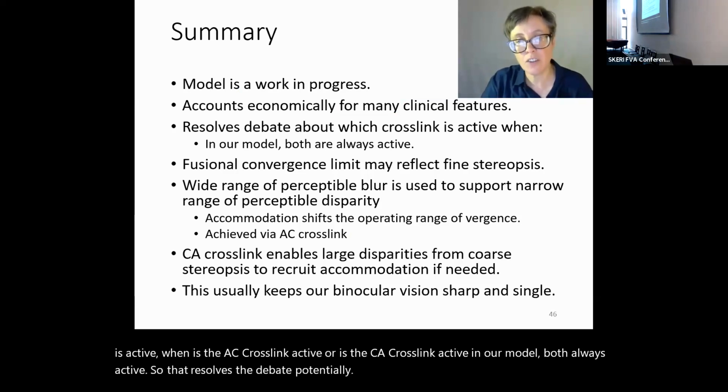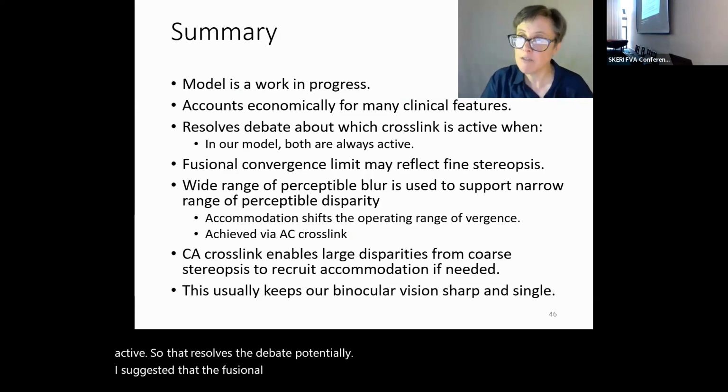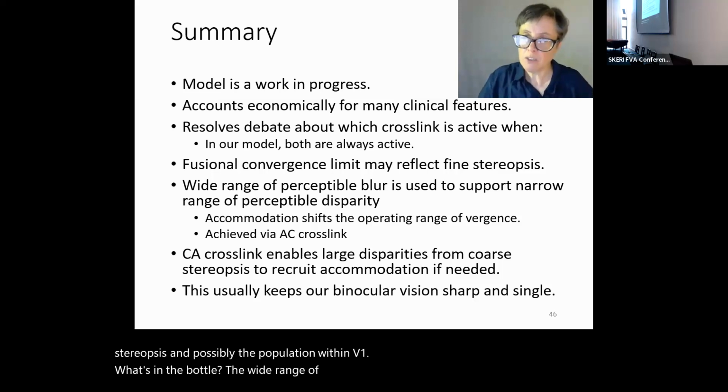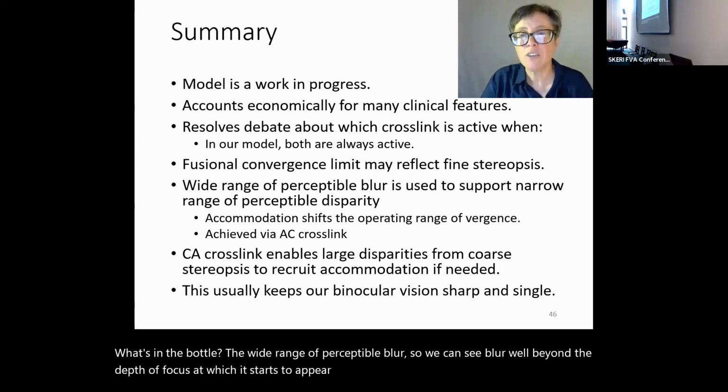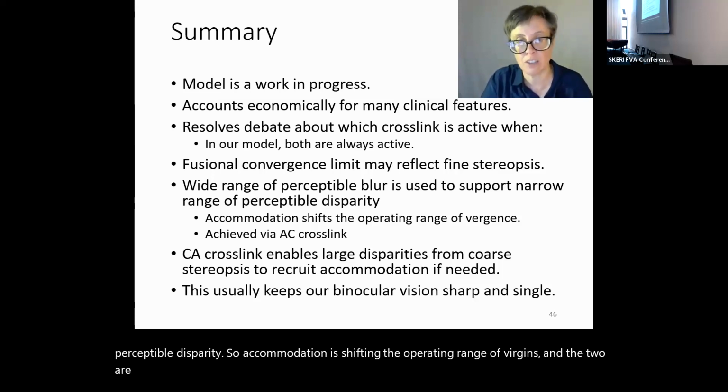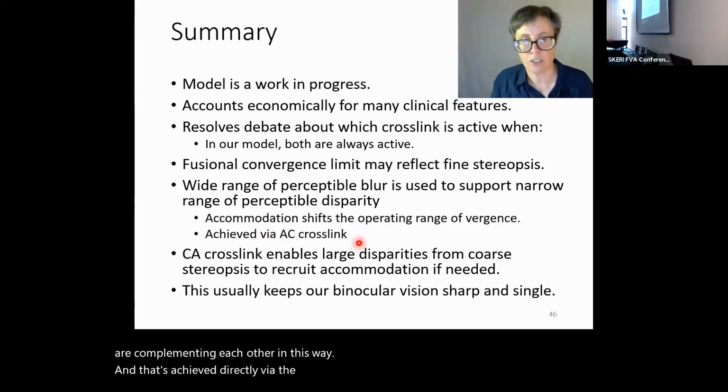I've suggested that the fusional convergence limit may reflect or be related to the limits of fine stereopsis and possibly the population within V1. Within the model, the wide range of perceptible blur, so we can see blur well beyond the depth of focus at which it starts to appear blur, is used to support the much narrower range of perceptible disparity. So accommodation is shifting the operating range of Vergence, and the two are complementing each other in this way. And that's achieved directly via the AC crosslink, of course.